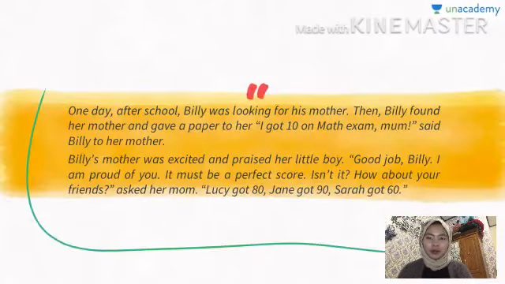I want to give you some more examples. I will read this example to you, and I hope you can repeat after me. One day after school, Billy was looking for his mother. Then Billy found his mother and gave a paper to her. "Mom, I got 10 on the math exam," said Billy to his mother. Billy's mother was excited and praised her little boy. "Good job, Billy. I'm proud of you. It must be a perfect score. How about your friends?" asked his mom. "Lucy got 18, Jane got 19, Sarah got 16."